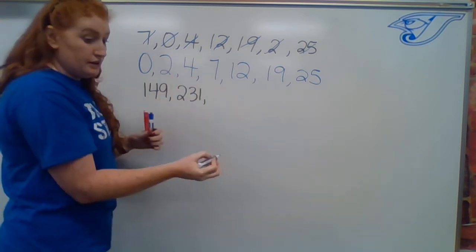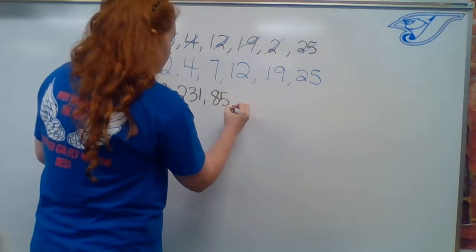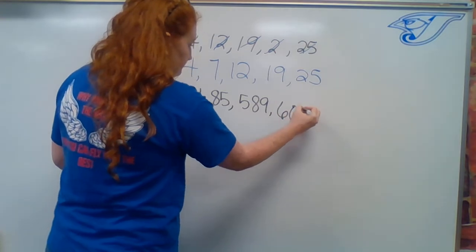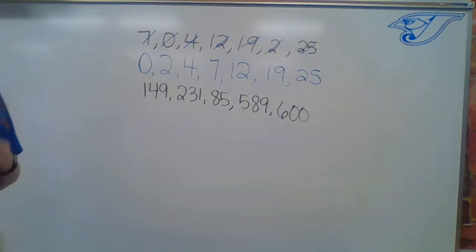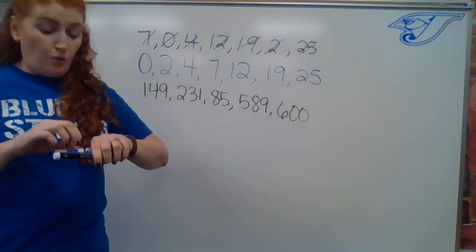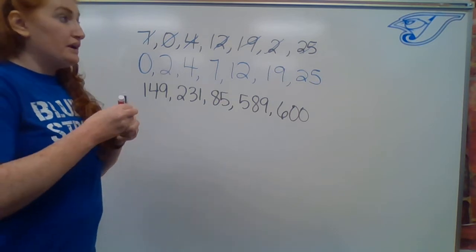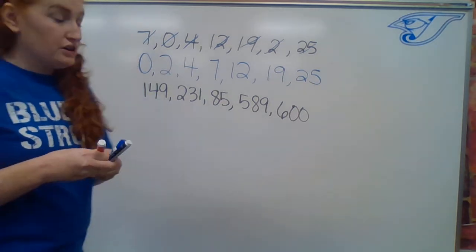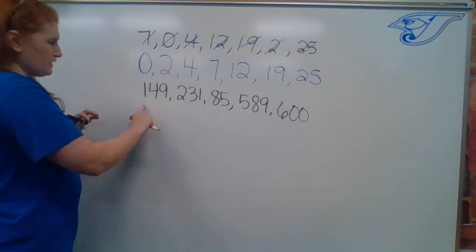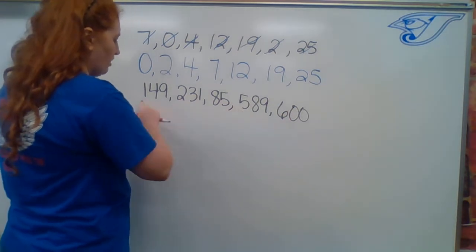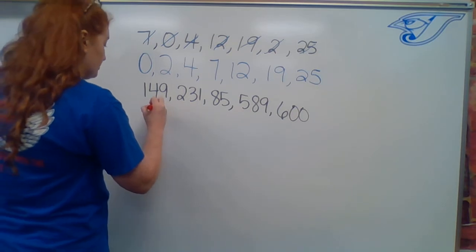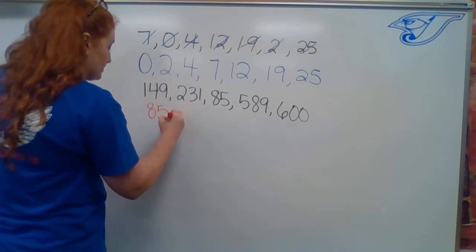231, 85, 589, and 600. Okay, so the same deal. We learned yesterday with Miss Boyd that one way we can check which number is greater or less than is to stack them on top of each other. We know that our smallest number is going to come first. When I go through here, I see that all of the numbers except for one have 3 digits. So I already know that I'm going to put 85 as my first number.